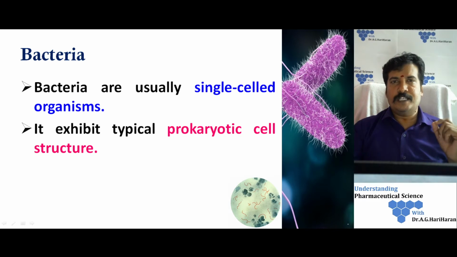Moreover, the bacteria exhibits a typical prokaryotic cell structure. The term prokaryote means that it has a primitive structure, with no well organized nuclear membrane like a nucleus. Generally the genetic material will be present in the cytoplasm itself, and it doesn't have membrane bound internal organelles like mitochondria. It carries only some vacuoles in the cytoplasmic site.